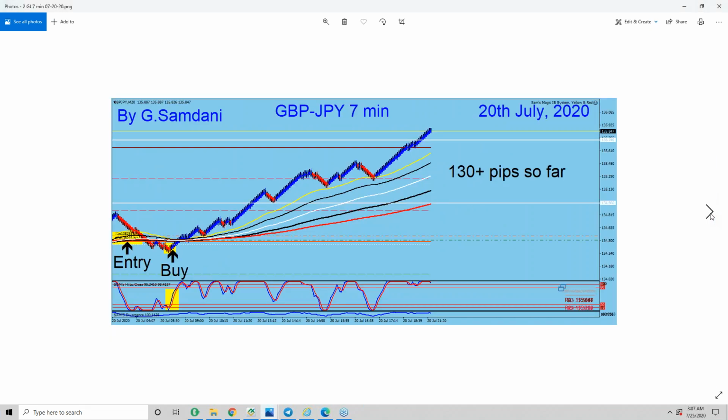Here is the next trade on the 20th, the same day, pound yen as well, 7-minute chart. Pound was getting strong, so all pound pairs went up. This is a 7-minute entry here, nice and clean, 430 pip, by the way.